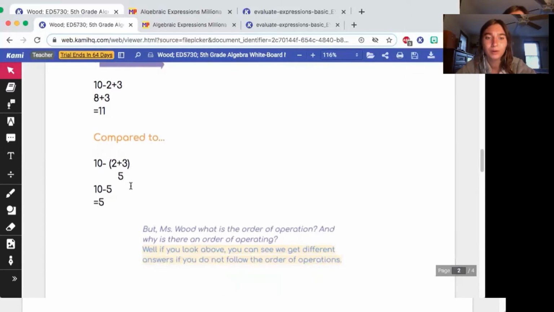But Miss Wood, what is the order of operations and why is there an order of operating? Well, if you see here, we get different answers if you do not follow the order of operations. So it's always important to follow it.